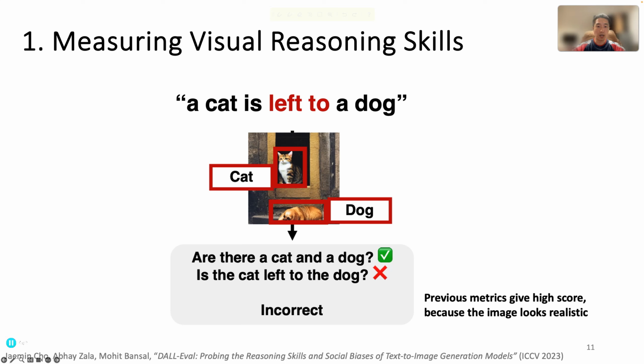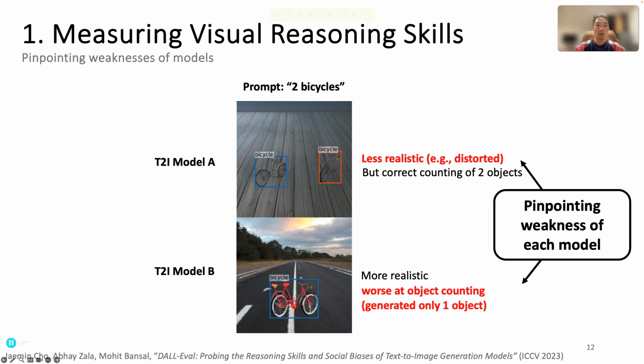While the previous metrics give a high score to this image as it looks real, our skill evaluation judges in terms of spatial relation and marks this example as incorrect. One advantage of skill-based evaluation is that we can now pinpoint text-to-image models' weaknesses.